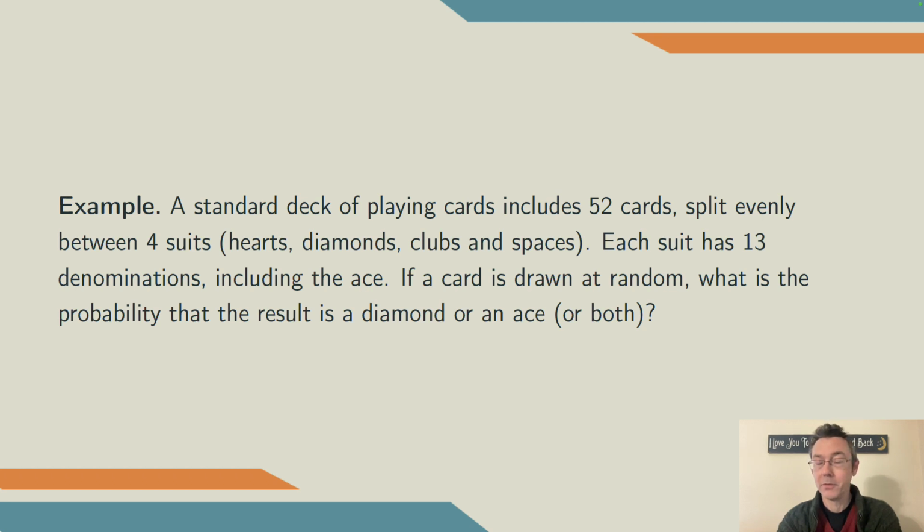Another example, a standard deck of playing cards includes 52 cards split evenly between 4 suits, hearts, diamonds, clubs, and spades. And each suit has 13 denominations. A card is drawn at random, and I'd like to know what's the probability that the result is a diamond or an ace. And when I say or, I want to stress that I'm always meaning or both, and that's totally normal in statistics and probability theory. So pause the video again, and then advance when you're ready to see my solution.